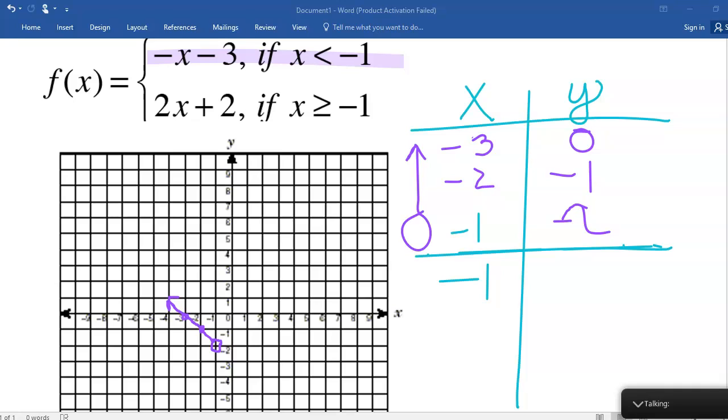Bottom equation. Let's go with whatever reddish color that is.